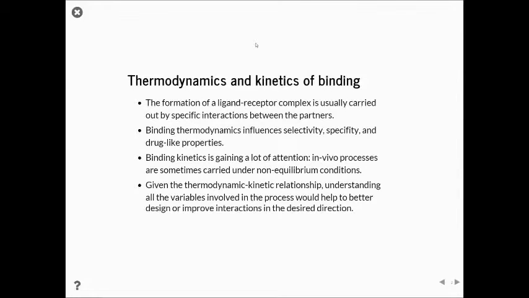So the first step is always to try to get the affinity and the potency, especially in the context of drug discovery. For a series of compounds, try to see which are the most potent ones and keep improving them. Also, it's becoming a hot topic to try to understand the kinetics of binding, because very often in the device scenario we are under non-equilibrium conditions, and then the kinetics and the residence time especially play a key role.